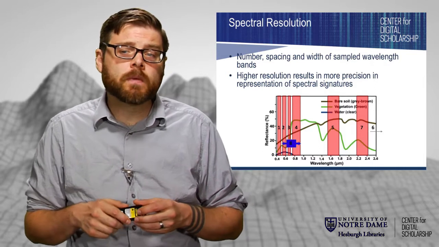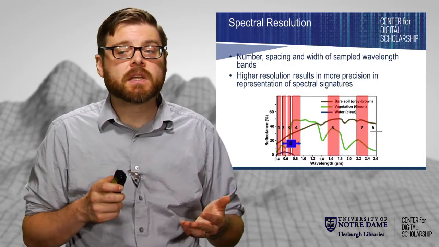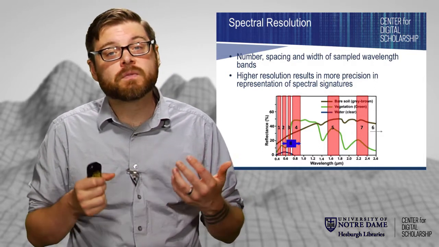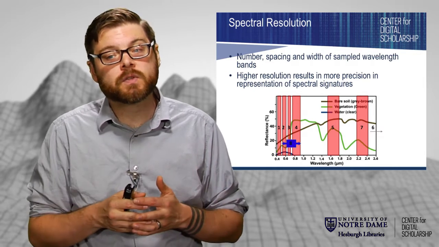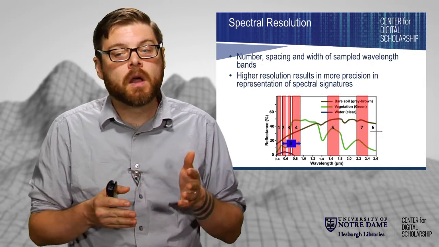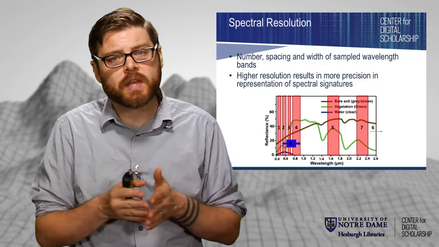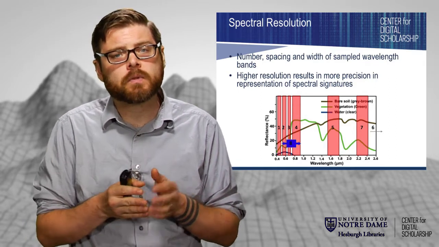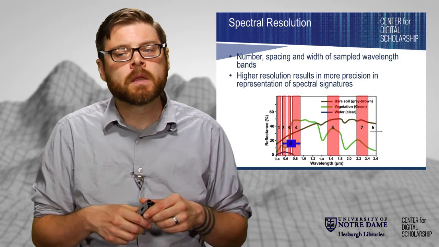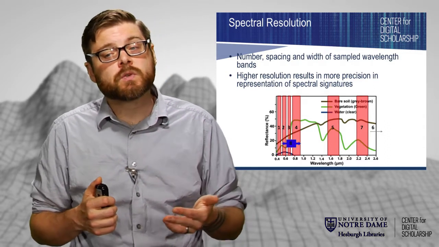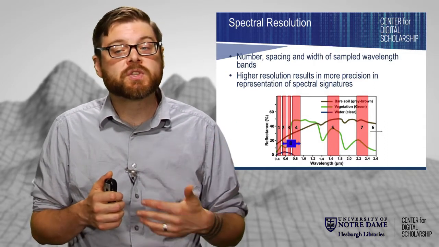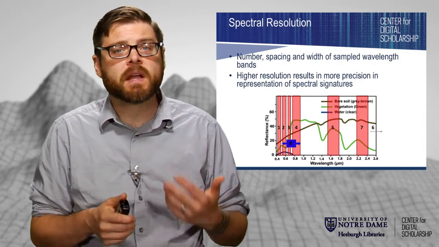Spectral resolution, in this case, is the number, spacing, and width of the sampled bands of wavelengths of light that we have. So when we're thinking about some of these sampling red, green, and blue, and then often the near infrared, it's essentially how many bands there are that are being sampled and what the width of them is. A higher resolution in this case would mean more precision in the representation of different spectral signatures.